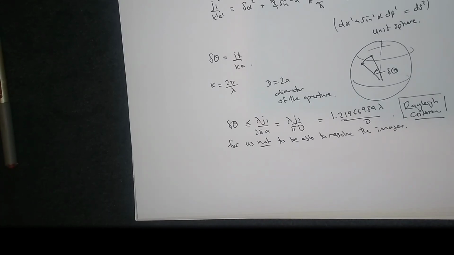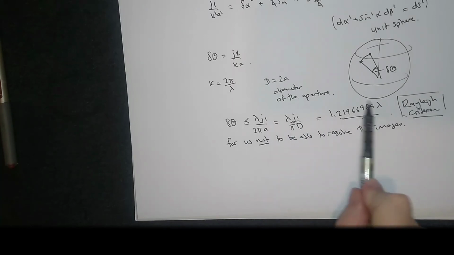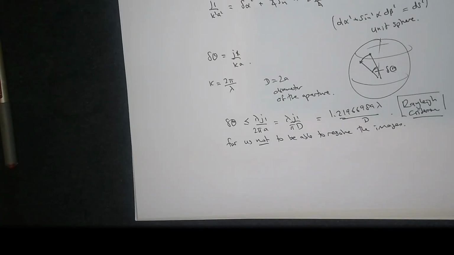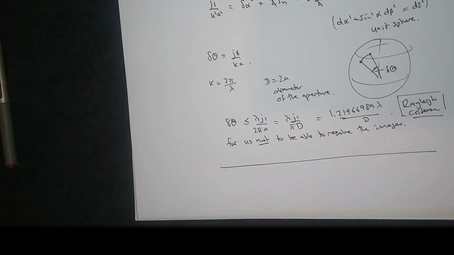If two light sources have an angular separation which is smaller than this quantity here, then you will be unable to resolve the images of those light sources as distinct points. Whereas if the angular separation is larger, then we should be able to resolve them. You might notice that if lambda is decreased, then we can resolve more points. Similarly, if D is increased, we can resolve more points. And that concludes our derivation of the Rayleigh criterion.